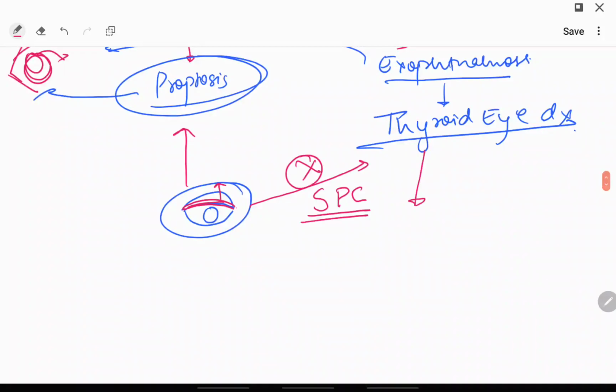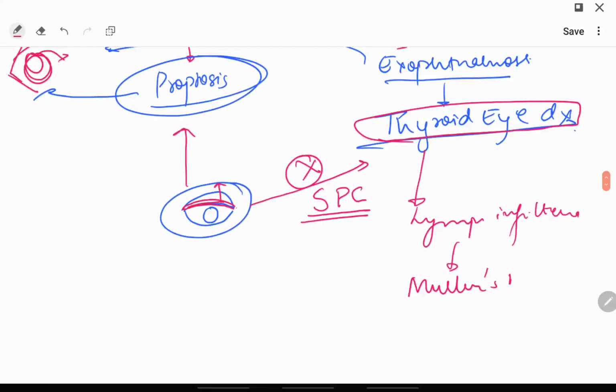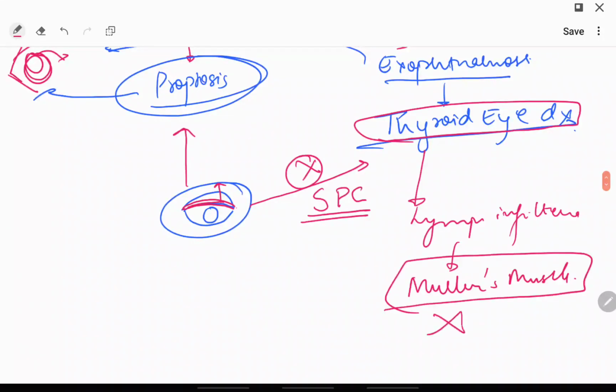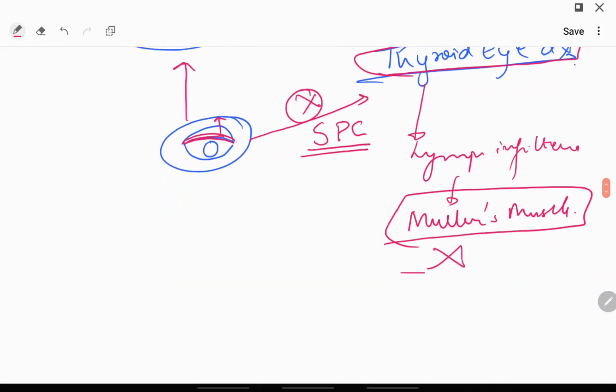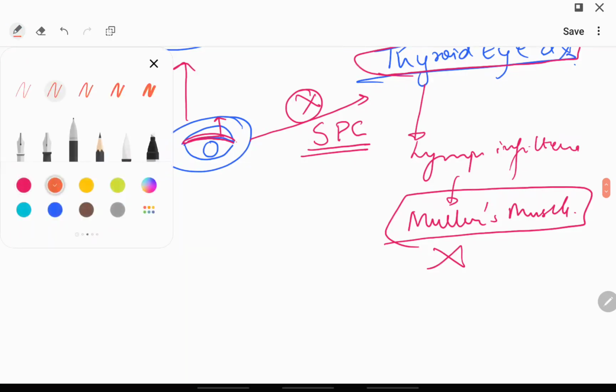The reason is, in thyroid eye disease, due to lymphocytic infiltration of a special muscle which is known as Mueller's muscle, you cannot retract the eyelid. The upper eyelid cannot be retracted because of the paralysis of the Mueller's muscle.